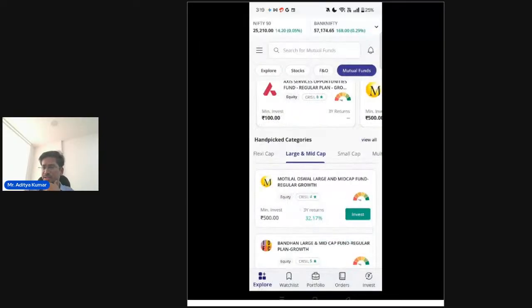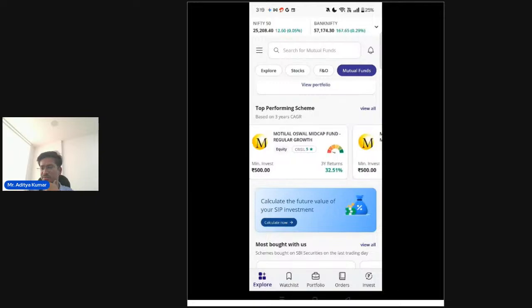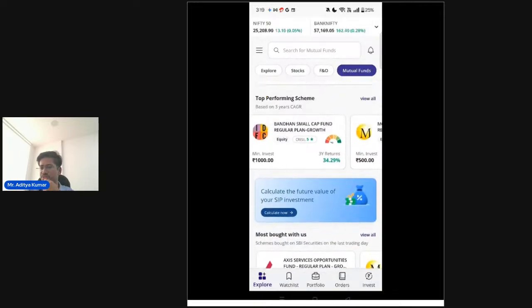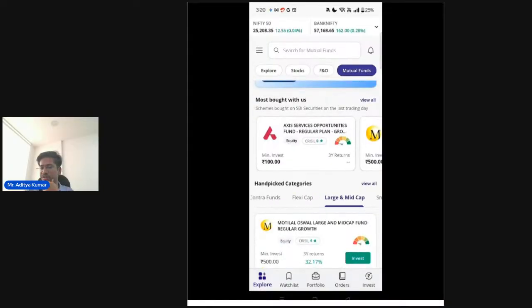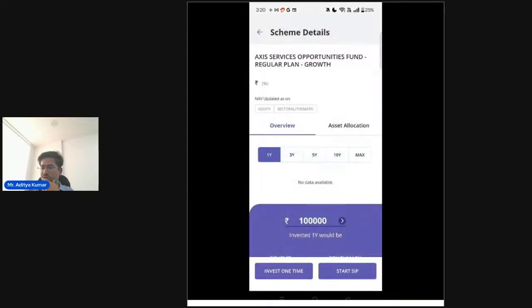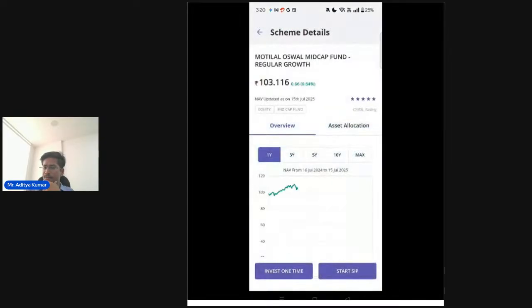Just select any of the funds that you want to invest in. You can browse everything from the mutual fund section, like from the top schemes, from most bought with us, or even from the handpicked categories. Let's say I will just pick this Axis Services Opportunities Fund. I want to invest in this fund. I will just click here, Invest. Invest for the one time.